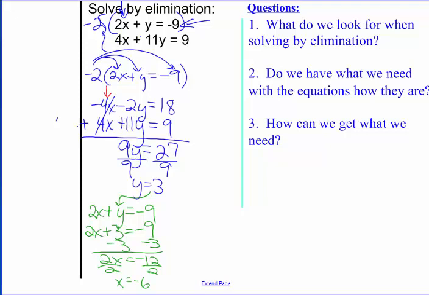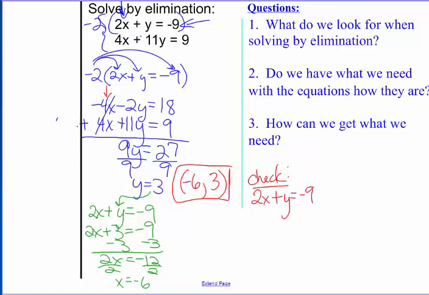So now my x value is negative 6. My y value is 3. So the solution is negative 6, 3. Don't forget to do your check. You need to check to make sure that the answer is correct, and it does work in both equations. And remember, you have to start with the original equation to do the check.